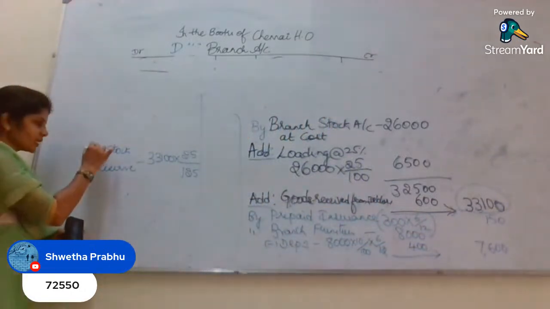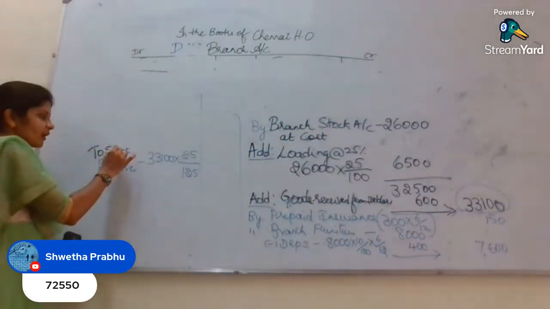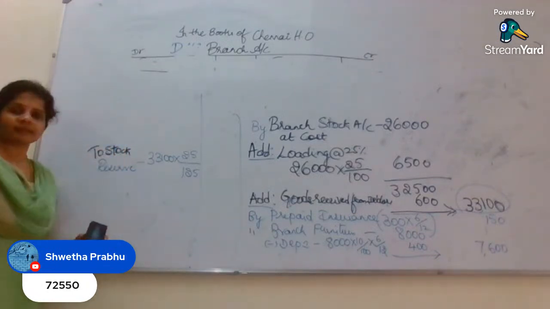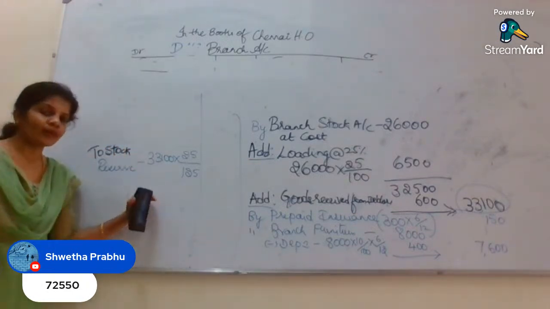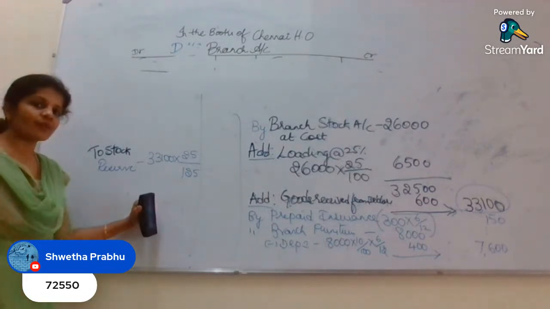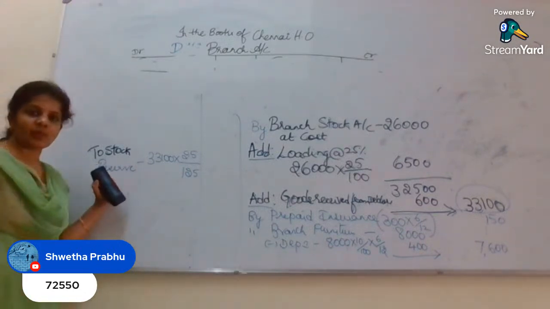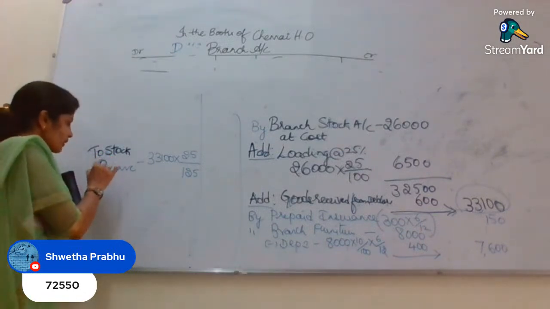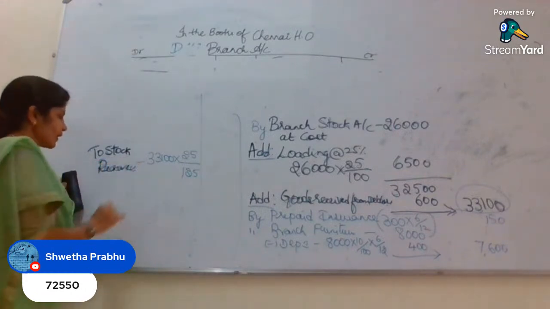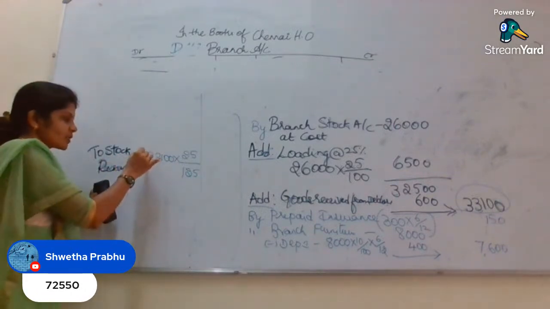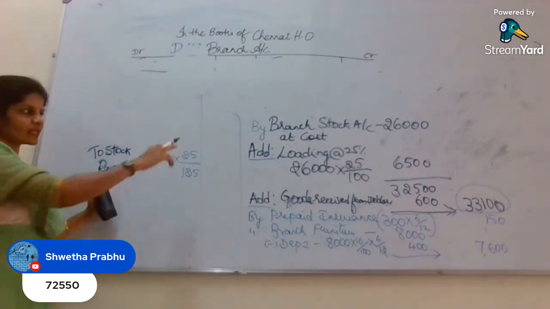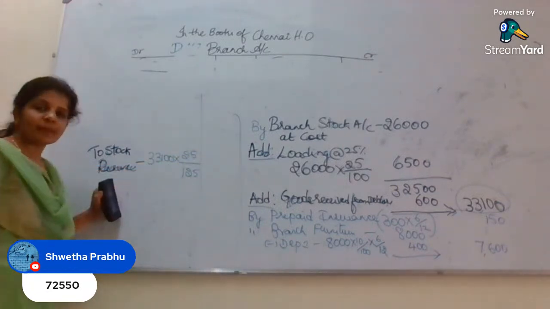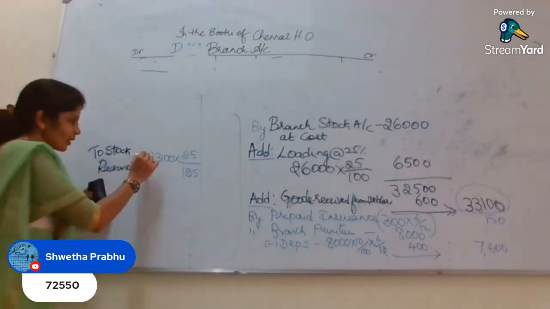33,100 must be taken into account for recording the closing loading, for deducting or reducing the excess amount of invoice price. So this stock reserve must be recorded here. How much is the stock reserve? That is what we have to calculate. What is the branch closing stock? Branch closing stock is 33,100.